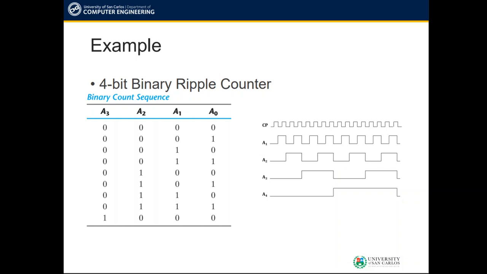This is an example of a ripple counter, a 4-bit binary ripple counter. Based on the truth table here, you can count from 0000 until 1000, but since this is a 4-bit counter, you go further up to 1111. This is the equivalent timing diagram for the 4-bit binary counter.